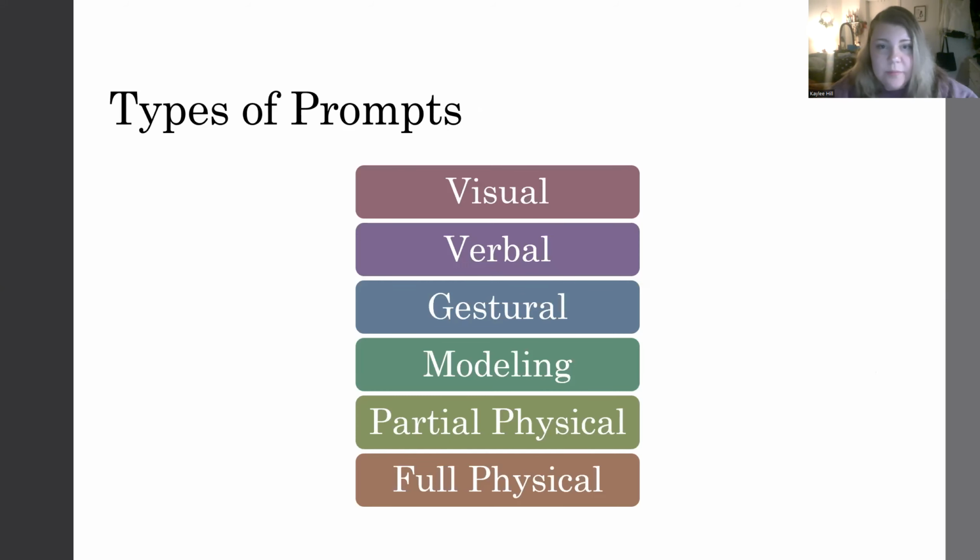There are 6 main types of prompts, visual being the least intrusive method and full physical being the most intrusive method. In ABA, we typically like to use least to most restrictive methods in order to avoid the learner becoming prompt dependent.